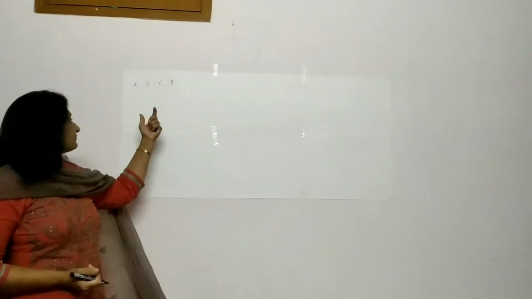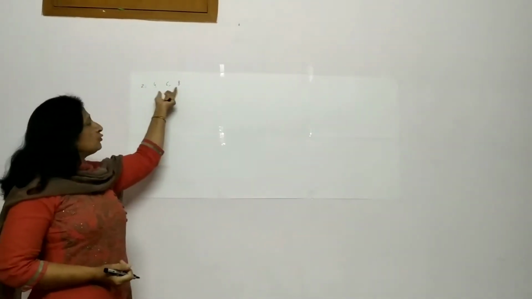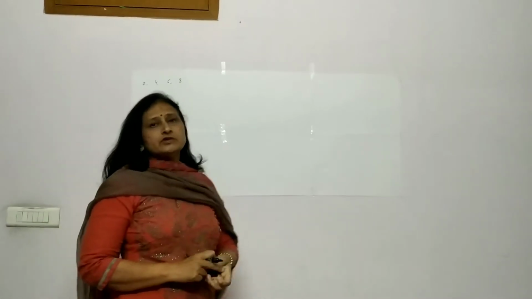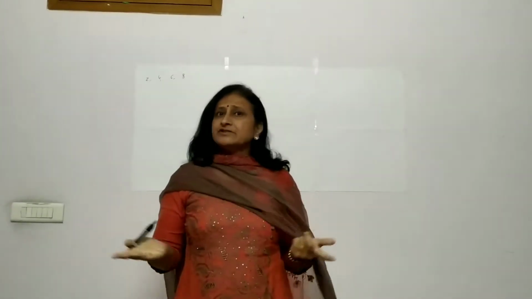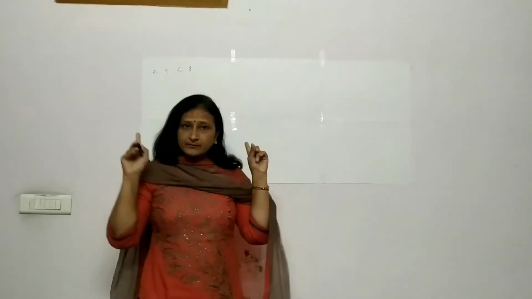In this, we observe that each term is obtained from its previous term by adding 2. So this is known as a sequence. There are two types of sequence: finite sequence and infinite sequence. As the name indicates, if the number of terms is finite, it is said to be a finite sequence, and if the number of terms is infinite, it is said to be an infinite sequence.